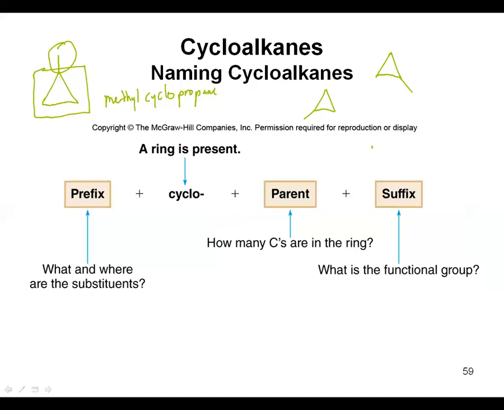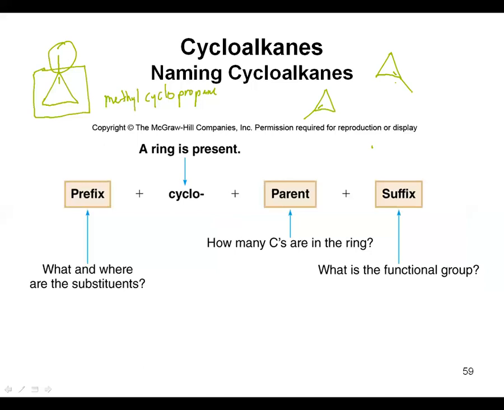Again, because it's the only group attached in this ring structure, if you were to number, this technically would be carbon 1 here. This technically would be carbon 1 here. And this technically would be carbon 1 here. You don't need the number because wherever that ends up, because it's the only group there, it would be carbon number 1.